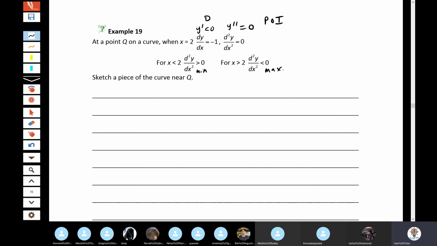You can't say increasing and decreasing. What word do we use for increasing and decreasing? Y dash, not double dash. Good. All right, here we go.